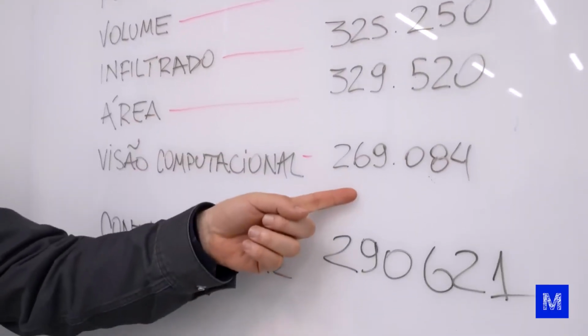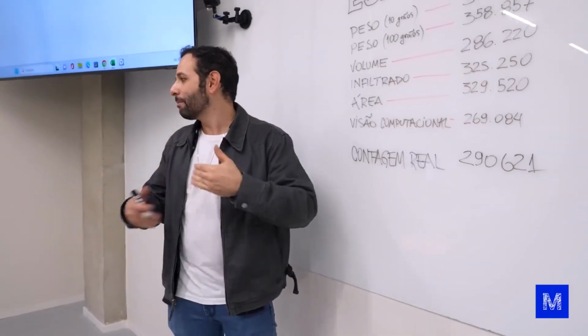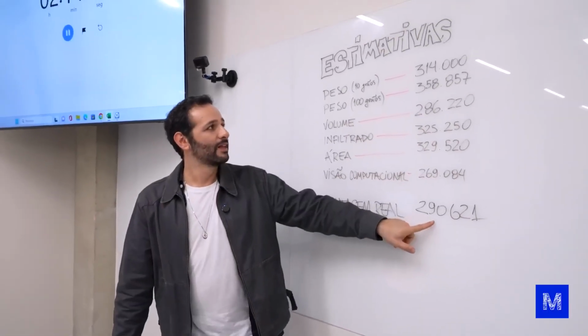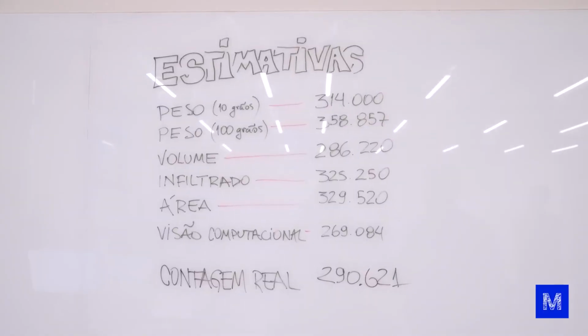Look, the number that came closest was the volume estimate. In second place, the computation. Exactly what you predicted happened. It came out a little below the actual number. The weight estimates and everything else were way off since they're just rough estimates, right?